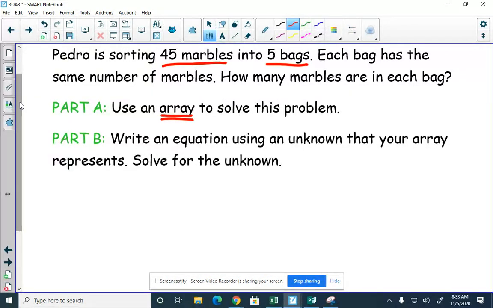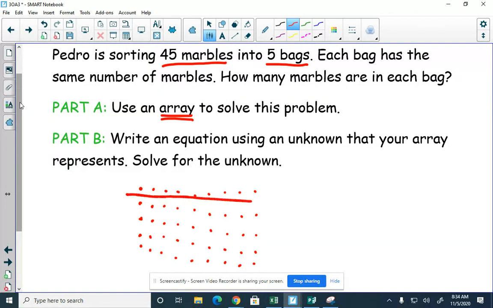So if we make groups of 5, 1, 2, 3, 4, 5, and I'm going to count up to 45. 6, 7, 8, 9, 10, 11, 12, 13, 14, 15, 16, 17, 18, 19, 20, 21, 22, 23, 24, 25, 26, 27, 28, 29, 30, 31, 32, 33, 34, 35, 36, 37, 38, 39, 40, 41, 42, 43, 44, 45. So if you make groups of 5 doing the columns, you can then go back and see, well, there are 9 right there. So that's your missing piece.